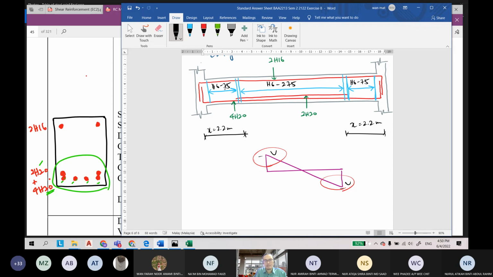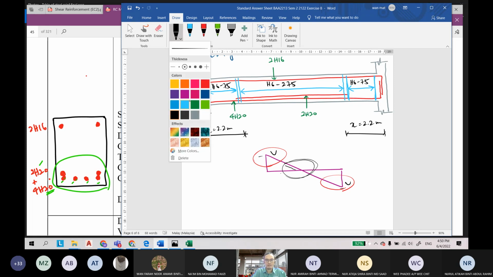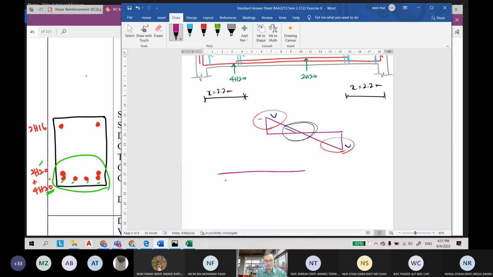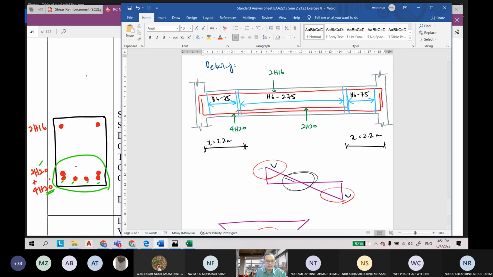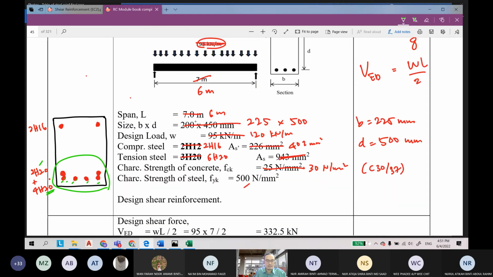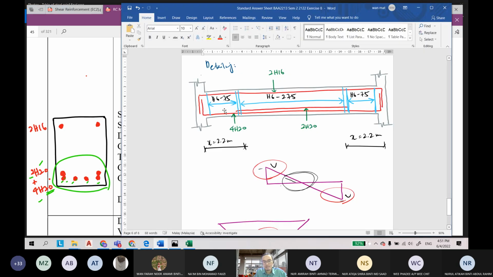So that's why we use closer links. Near the midspan the value of shear force decreases, so we may increase the spacing. However, for the bending moment of a simply supported beam, the bending moment is maximum at the midspan. So that's why at the midspan we provide here 6, the total of 6H20. Okay, this is the cross section.